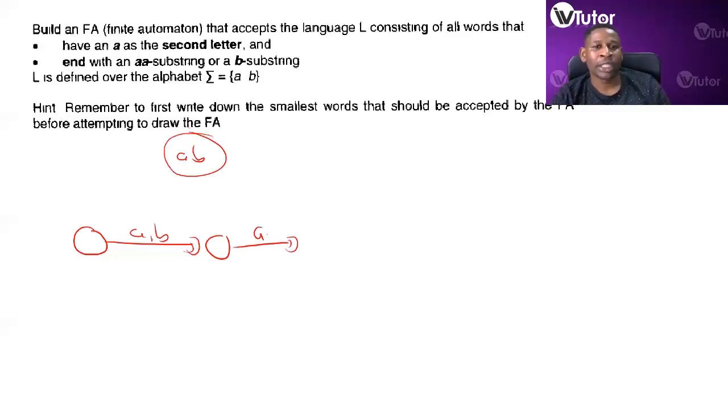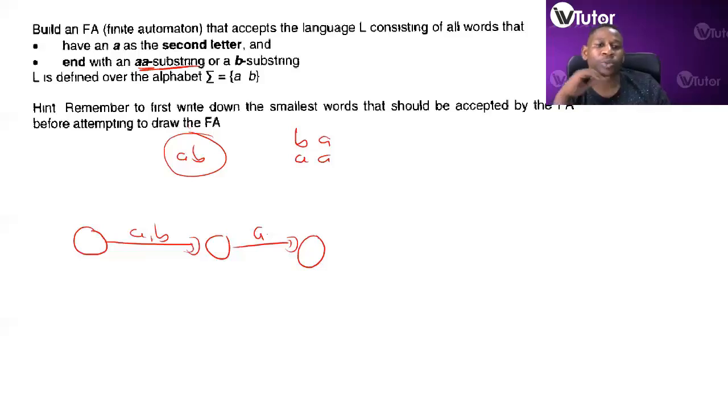Sorry, so it is A as the second letter. So we can have AA. Then it is to end with an AA. So AA is the shortest word that is accepted. Okay. So after an A, BA cannot be accepted. BA cannot be accepted. It does not end with a B or an AA substring.